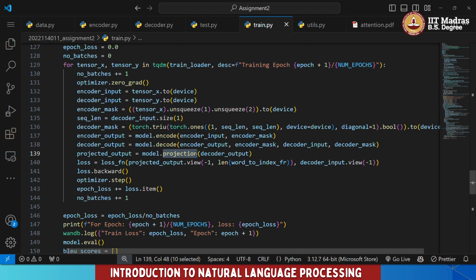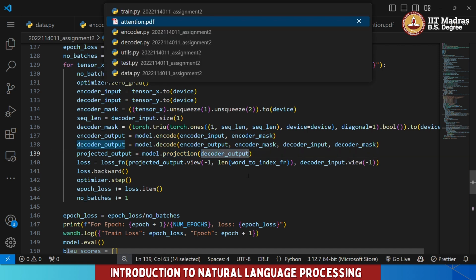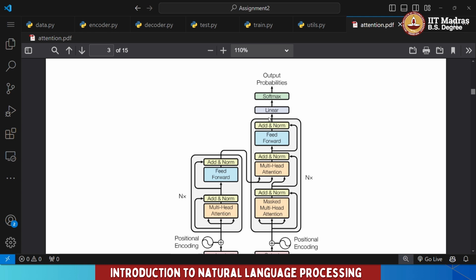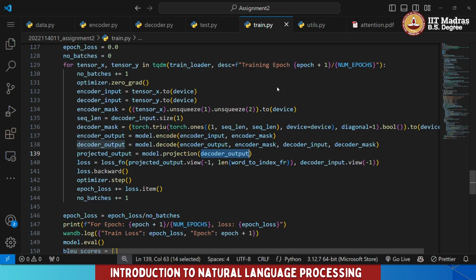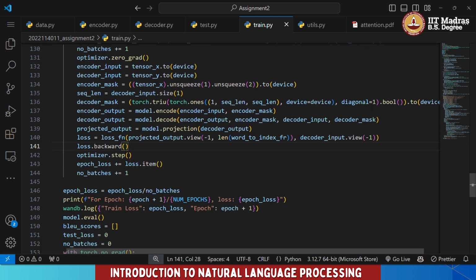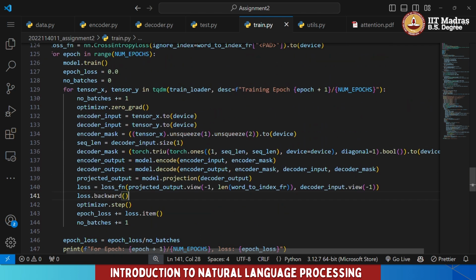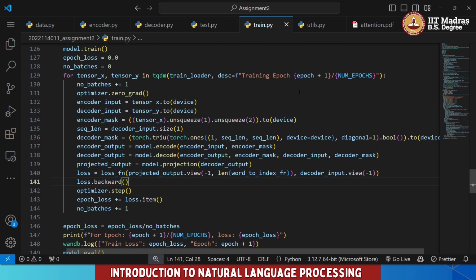Now in the model.projection layer, the decoder output is passed and projected to the final vocab size. As you can see, this is the decoder output, which is passed to the projection layer, and we get a whole probability distribution over a set of words, so the vocab size amount of words. Then the loss is calculated and propagated backwards. The optimizer does a step, and that's how the training loop runs over and over again for the number of epochs.